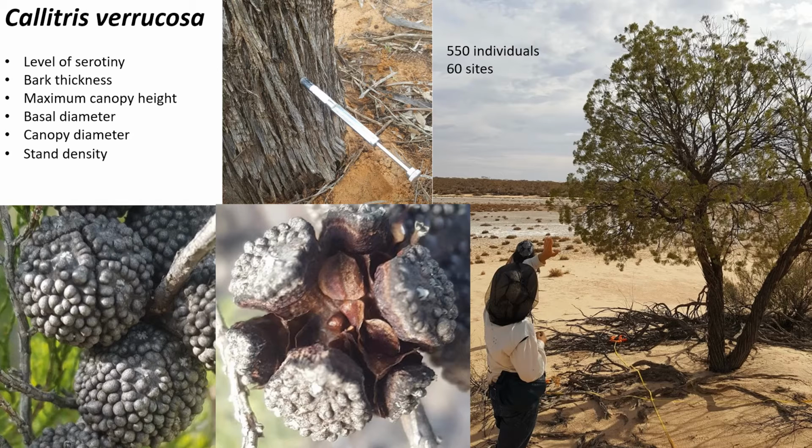Today we'll be mostly talking about serotiny, the storage of seeds in woody cones, which is an advantageous trait for species that are killed by fire. Level of serotiny was measured by counting open and closed cones in a consistent portion of the tree's canopy. Other traits, including bark thickness, basal diameter, canopy height, canopy diameter, and stand density were also measured, but for the purpose of today, I'll just be talking about serotiny.